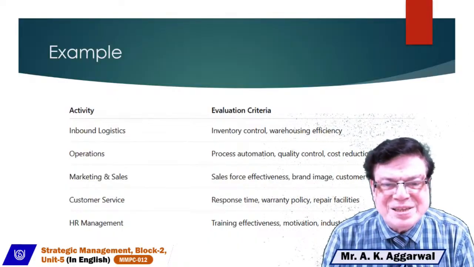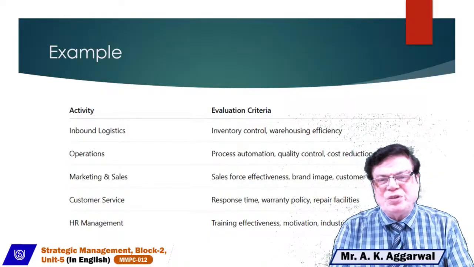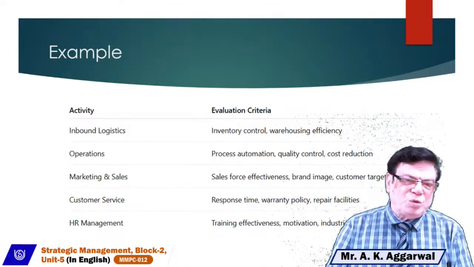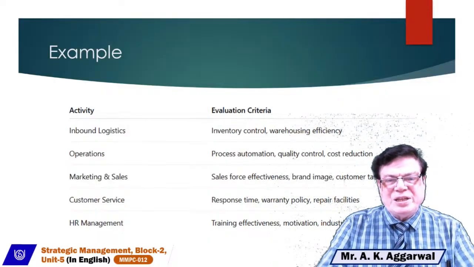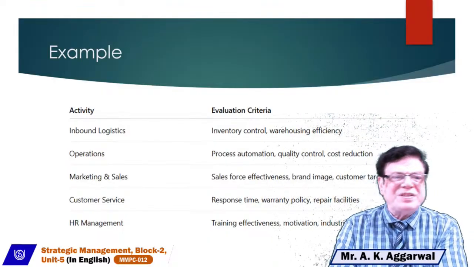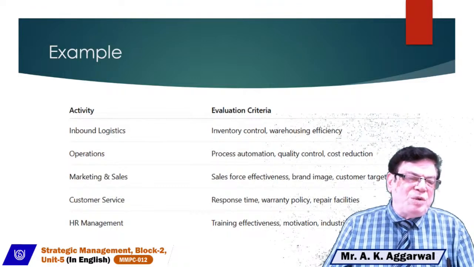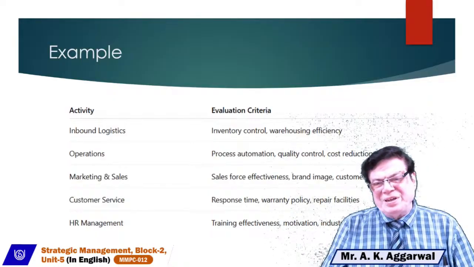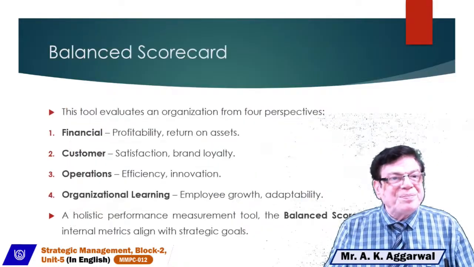Raw material will increase if you are producing more units. Marketing and sales: sales force effectiveness; evaluation criteria are brand image and customer targeting. Activities: customer service; evaluation criteria are response time, warranty policy, repair facilities. Then human resource management; evaluation criteria are training effectiveness, motivation, industrial relations.